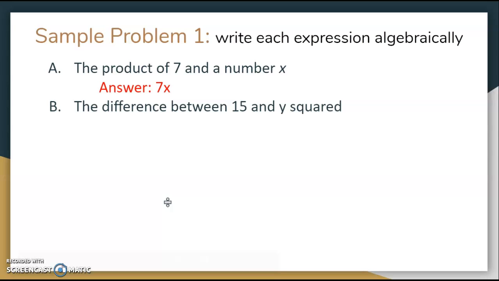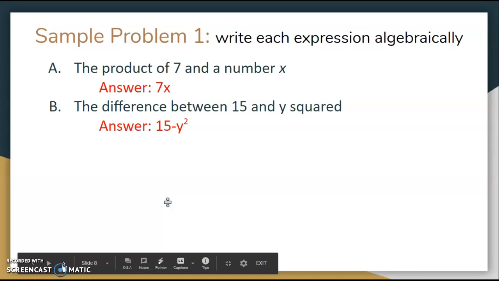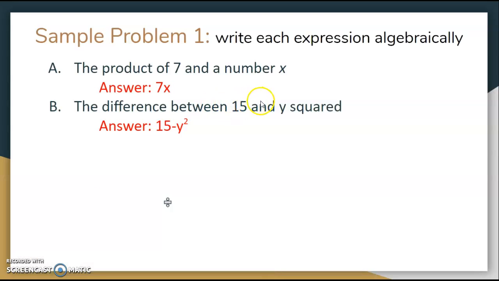The difference between 15 and y squared. So the answer would be 15 minus y squared. The difference means subtraction, and 15 and y. The 15 has to go first because it's read first. So the difference between 15 and y. So the 15, you're subtracting y from 15. And remember that squared is an exponent, which is also 2. So you have the little script up here with 2.